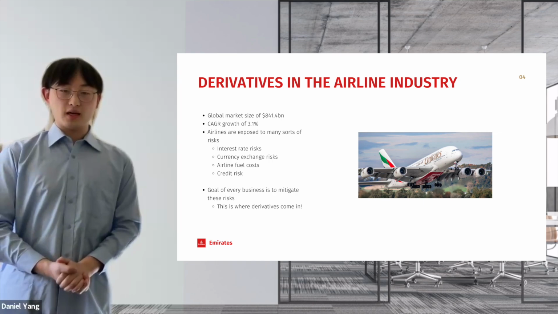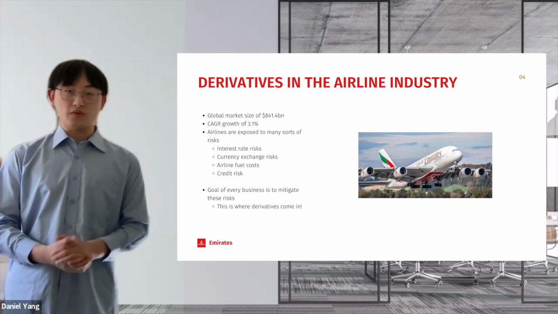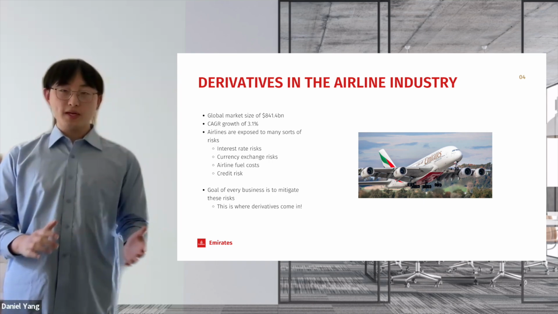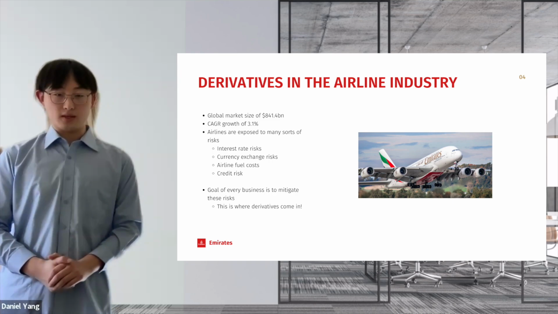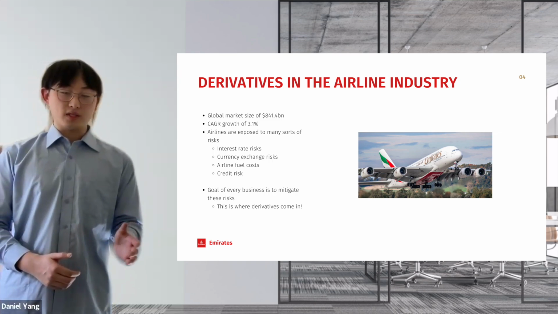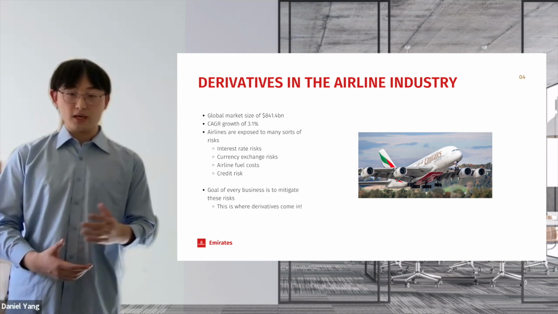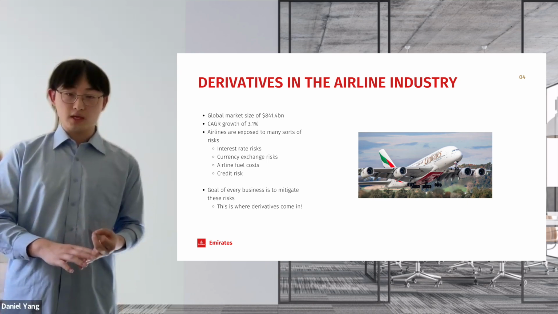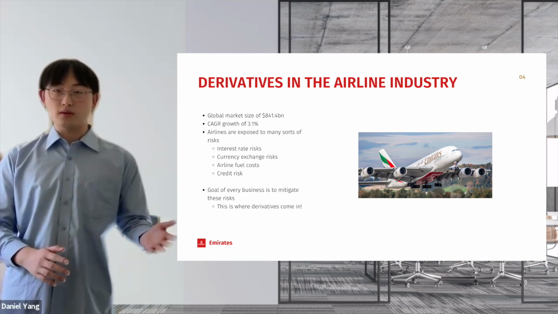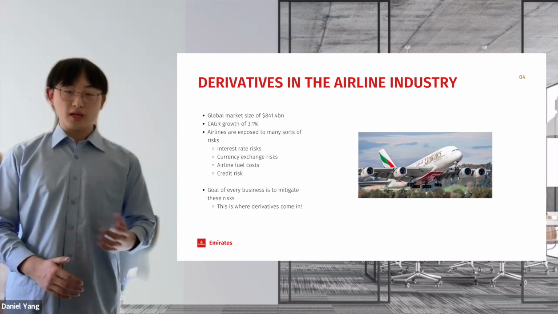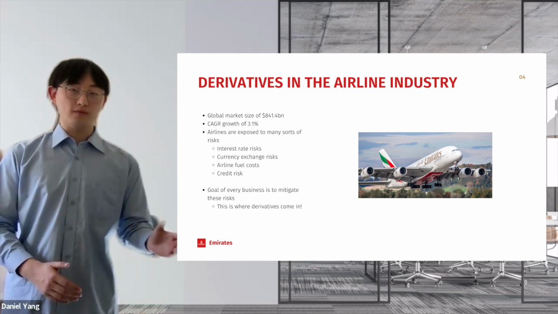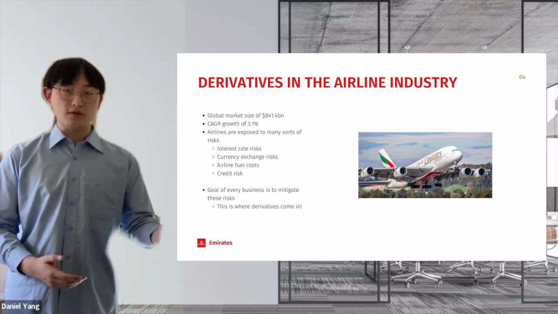Now, in terms of the airline industry, it has a global market size of over 800 billion, with an expected CAGR growth of 3.1%. This means that the airline industry is exposed to many sorts of risk. These come in the form of interest rates, currency, credit, fuel risk, and so on. Now, the goal of every business is to mitigate this risk, and this is done through the use of derivatives, something that Lena will now go into further detail.